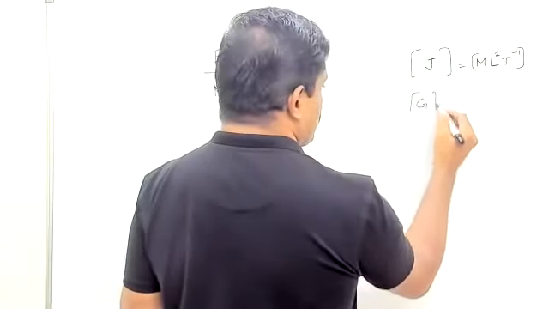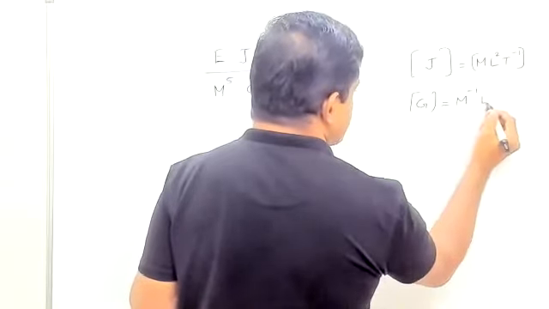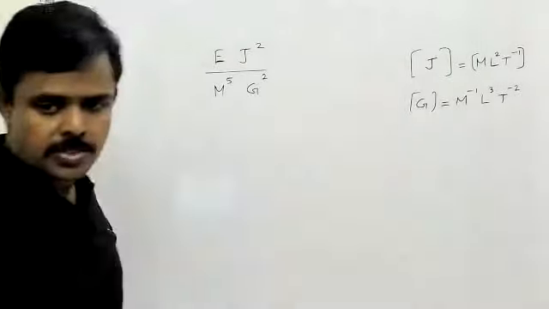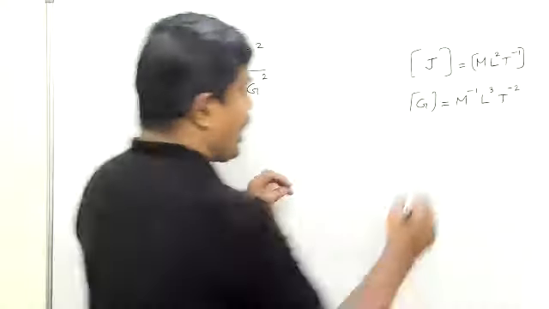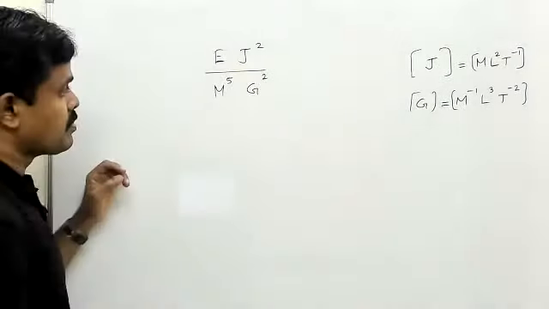Then the gravitational constant we did in class. I told you this has been asked 32 times in entrance examinations so far. M raised to minus 1 L cube T raised to minus 2. Those are the dimensions of gravitational constant. So let us put them here.